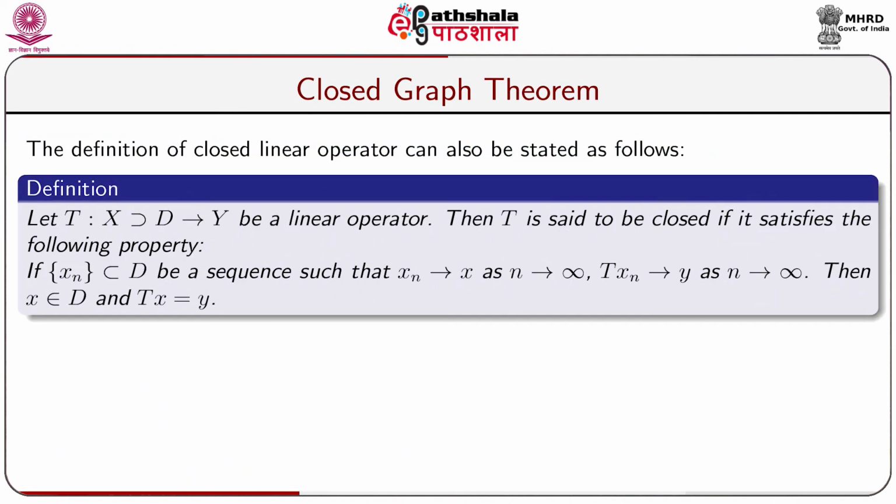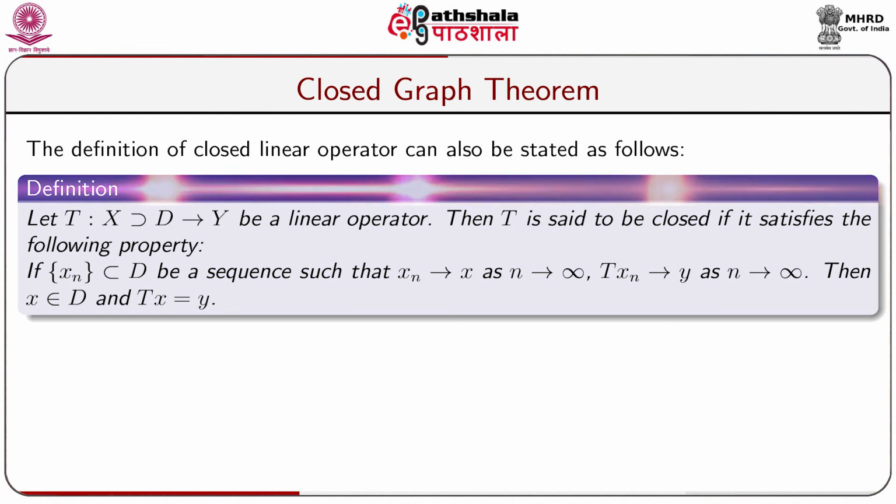The definition of a closed linear operator can also be stated as follows. Let us take a definition. Let T be a mapping from D to Y, where D is a subset of X, be a linear operator. Then capital T is said to be closed if it satisfies the following property.